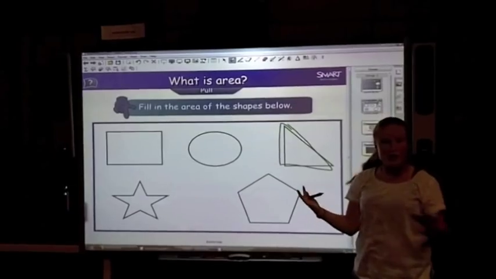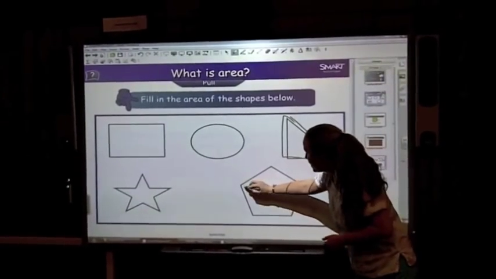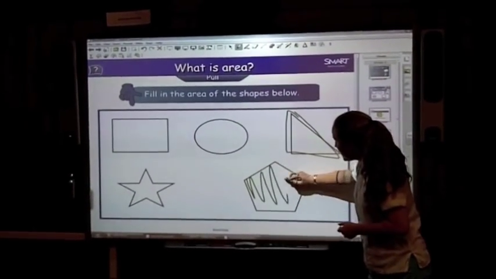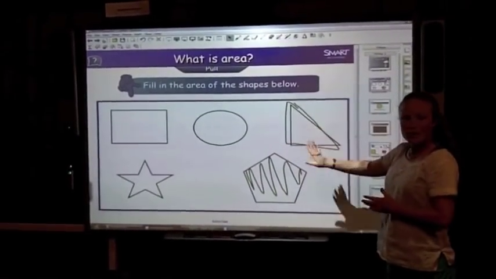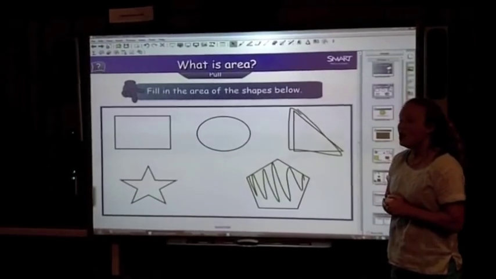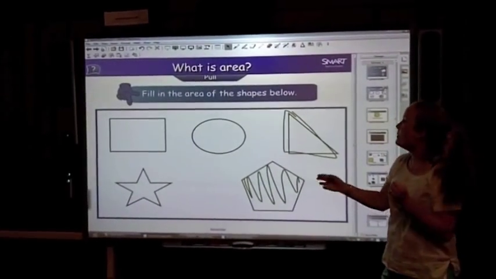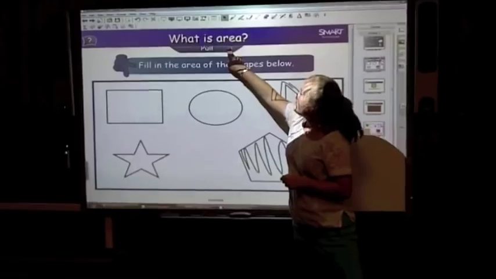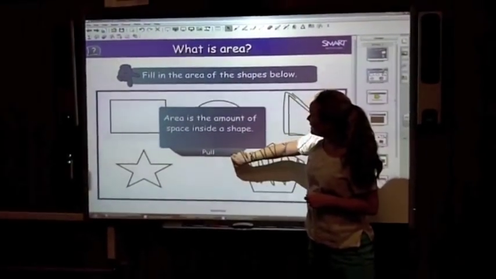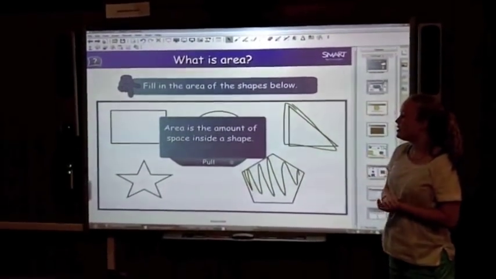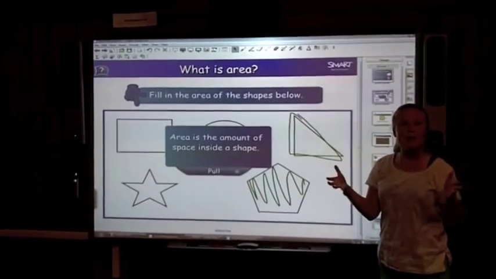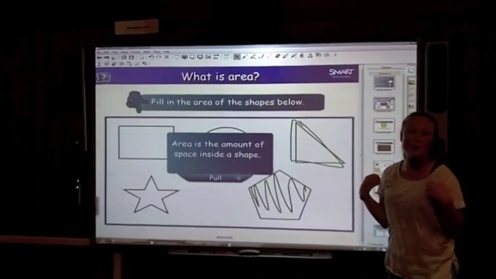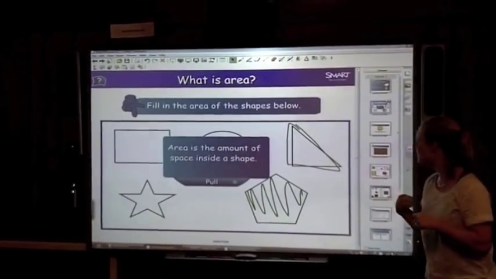If you get a student that already knows the area, you might get them to color in the area for you. Once you get a few students to come up and do what they think is area on the different shapes, you can actually show the answer to them by pulling down right here where it says area is the amount of space inside of a shape. So that's a really great way to get students interacting right from the beginning of your lesson with the smartboard.